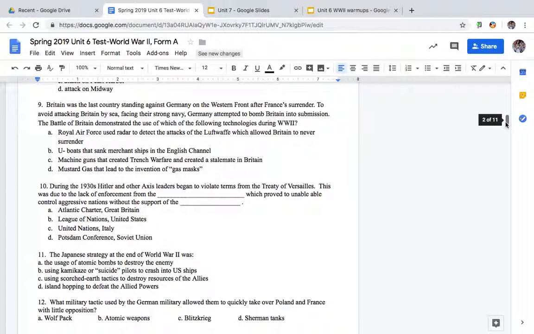Number 10. During the 1930s, Hitler and other Axis leaders began to violate terms from the Treaty of Versailles. This was due to the lack of enforcement from the blank, which proved unable to control aggressive nations without the support of the blank.